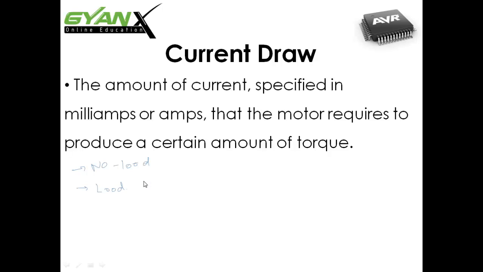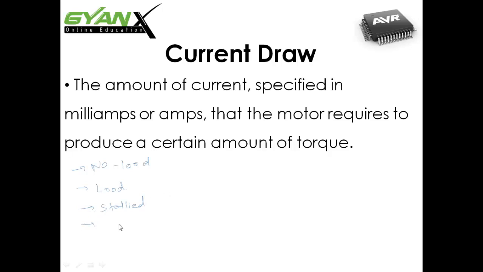Manufacturers rate the current draw under load using different standards. Third, when it is stalled, meaning when the DC motor shaft stops rotating, it stalls and draws as much current as will flow through the winding. This specification is useful for the worst case scenario.